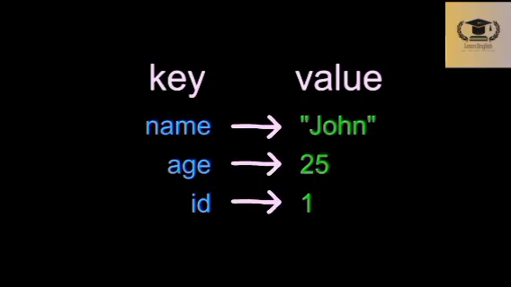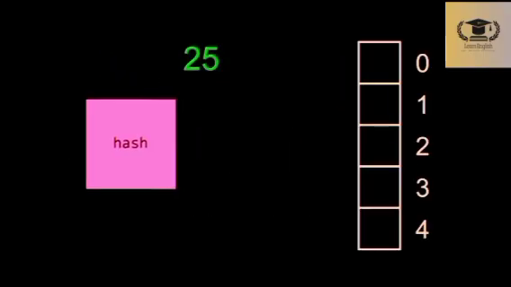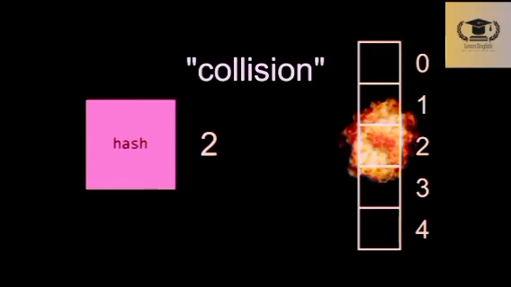Another useful data structure is a hash map, which is just a collection of key value pairs. It works kind of like an array, but uses a hash function to take a key and assign it to an index, where its value is then stored. But sometimes 2 different keys can map to the same index, which is called a collision.